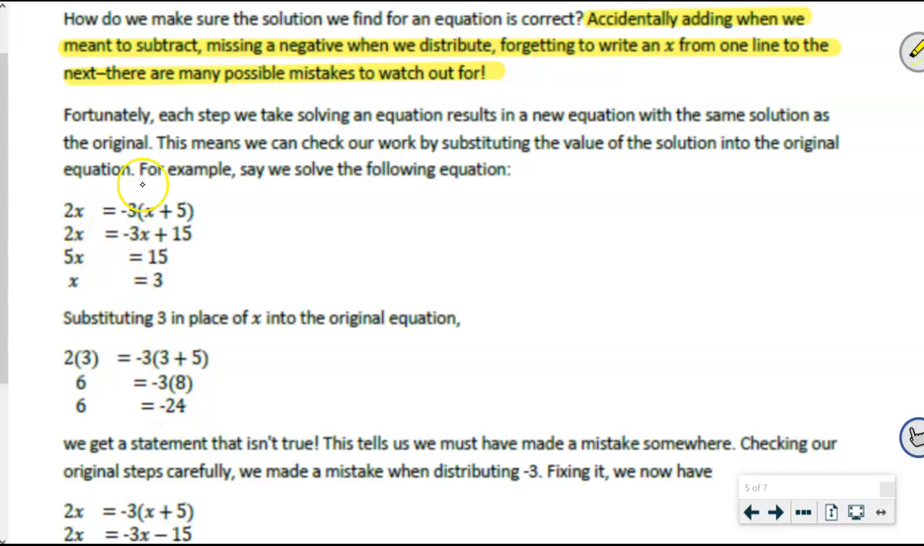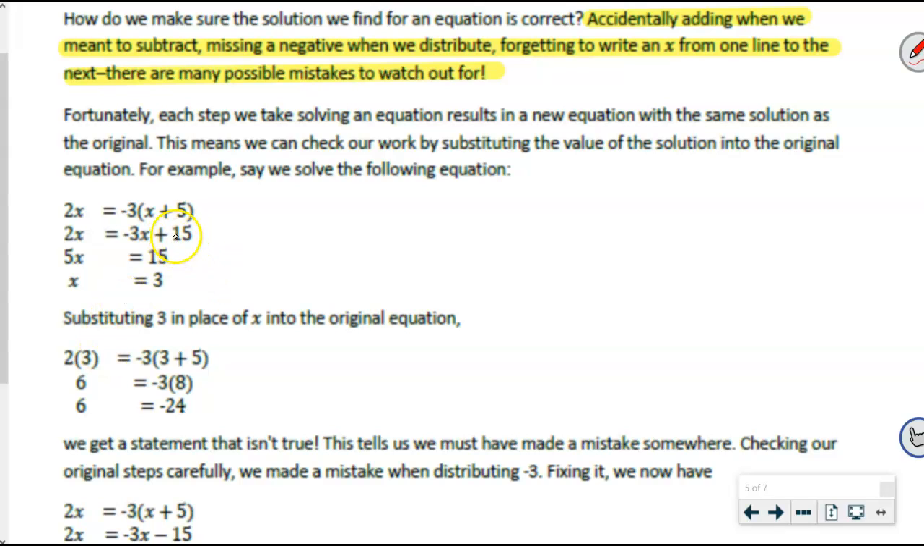When we take this step of distributing, we end up distributing the negative 3 to the x and the negative 3 to the 5. Now we have the new equation, which is the same as before. Then we're going to add the 3x to each side. 2x plus 3x is 5x, which is equal to 15. Divide each side by 5 and we get x is equal to 3. So this equation is the same as this one, as long as we've done our steps correctly.